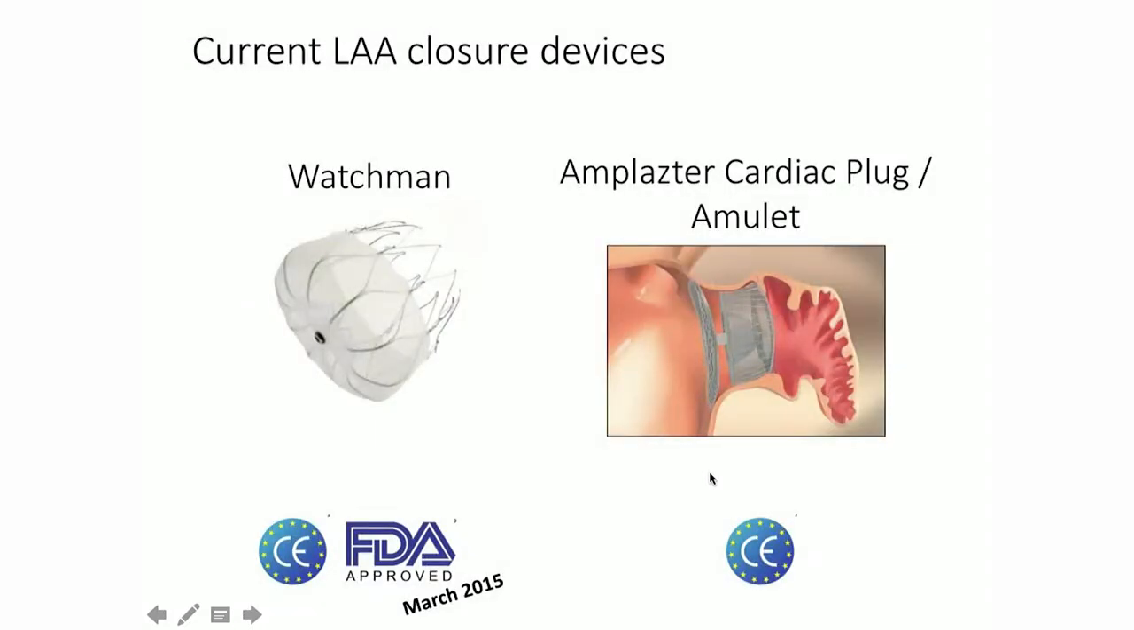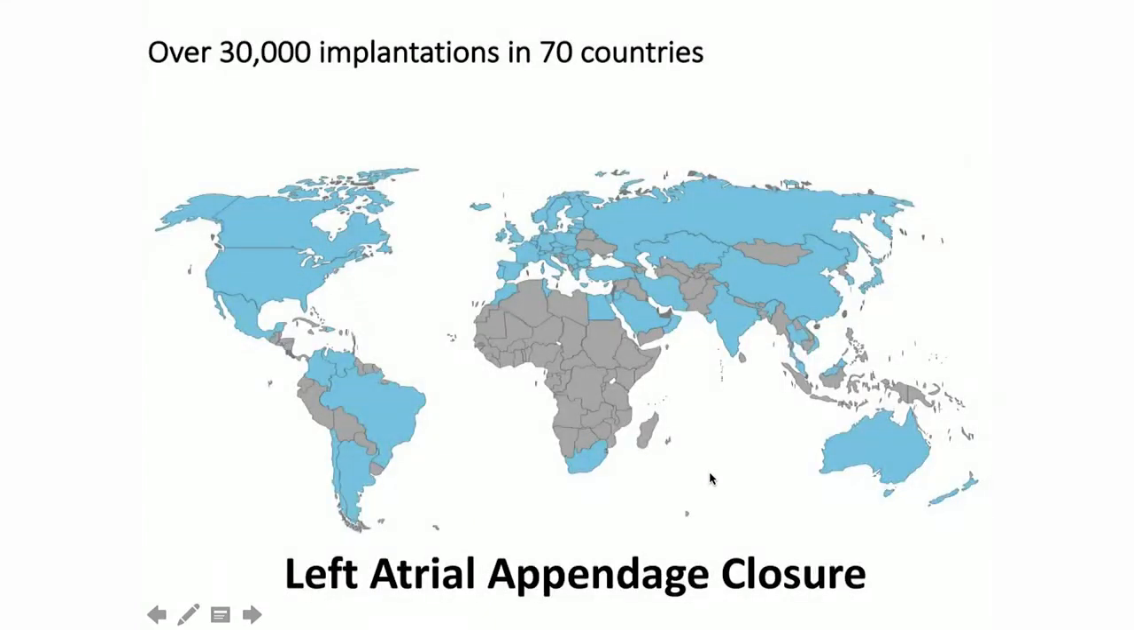Now we're going to discuss briefly the closure devices that are available and the different challenges associated with the procedure itself. So these are the two devices that are currently the most widely used. There's the Watchman device and the Amplatzer cardiac plug, which has been replaced more recently by the Amulet device. These are both CE marked, and the Watchman device was also FDA approved in March 2015. There have been over 30,000 implantations worldwide in more than 70 countries.